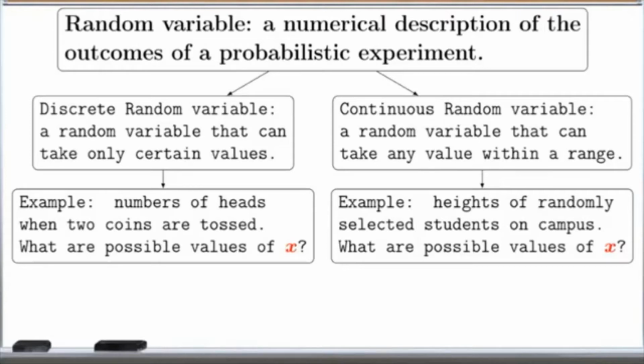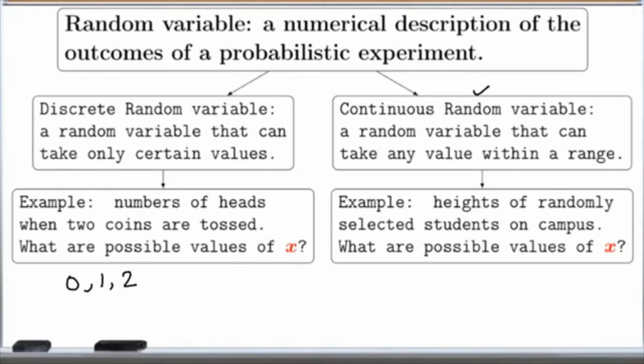For example, let x be the number of heads obtained when two coins are tossed. So here the possible values of x are 0, 1, and 2, because when we toss two coins, we can have 0 heads, 1 head, and 2 heads.